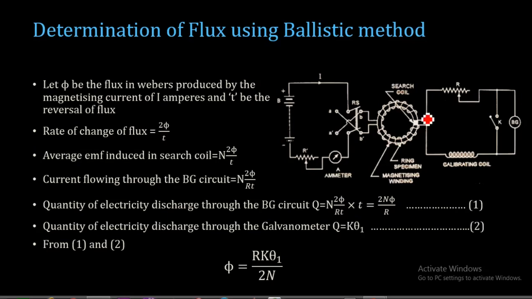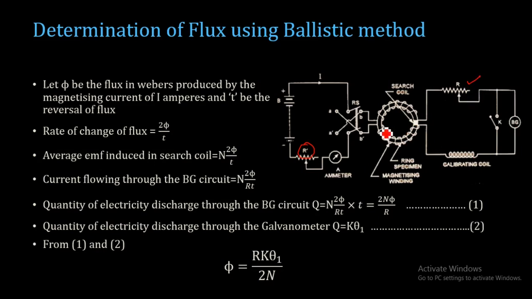Now the connection diagram is shown in the figure. The ring specimen is magnetized using this circuit. Here you will have some magnetizing current I flowing through the magnetizing winding, which is uniformly wound over this specimen, and the supply is provided with the help of a battery B. You have some variable resistance R dash also provided to adjust the current flowing through this magnetizing winding. Now a surge coil is also provided here. The surge coil will identify any flux change happening in this magnetizing coil. The surge coil is connected to the ballistic galvanometer, and you are also provided with the key and the calibrating coil, and resistance R is also provided in order to adjust the current here.